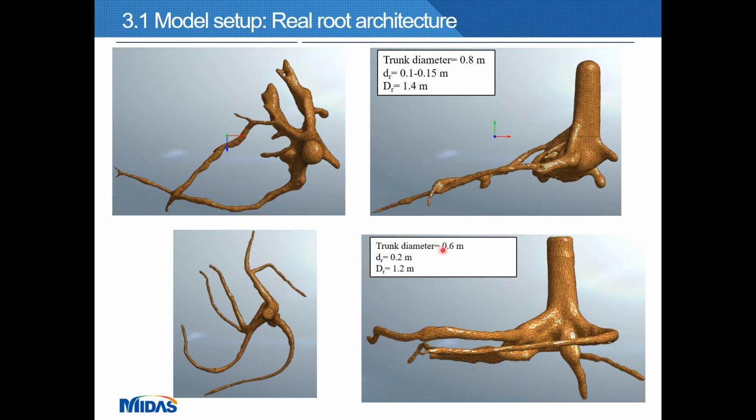We have a trunk diameter of about 0.6 meters, and we have a rooting depth. I will rephrase this: this dr is the rooting depth, so it's 1.4 meters. So this means that it's 1 meter below the ground. And in this case, we also have an average of 0.2 meters in terms of the thickness of the rooting system.